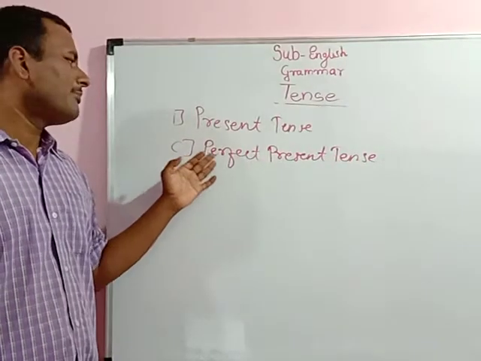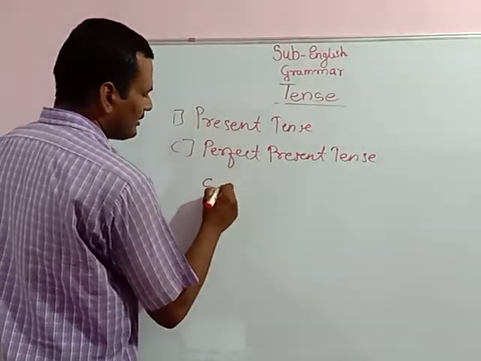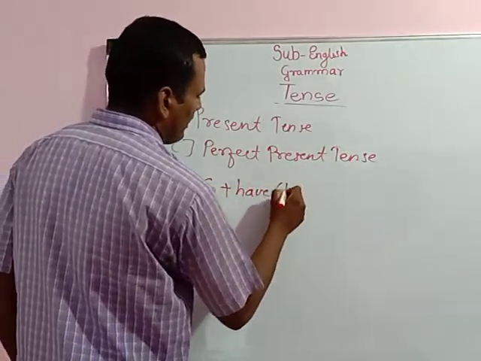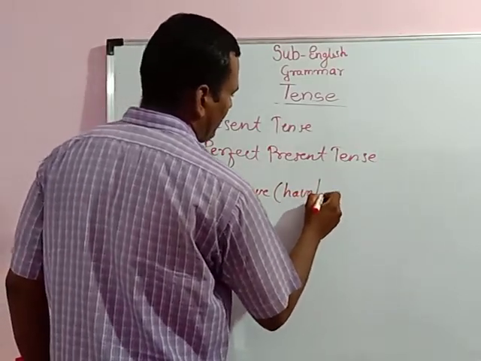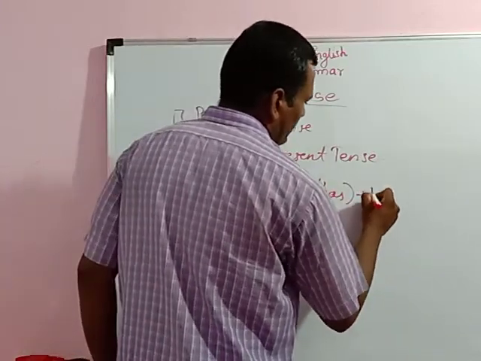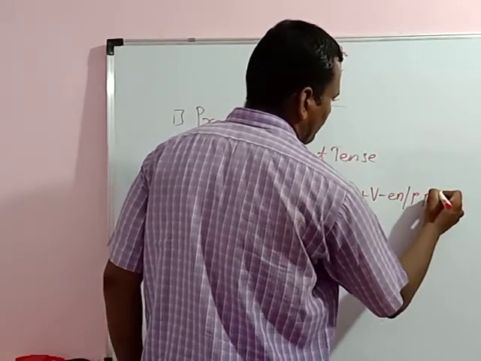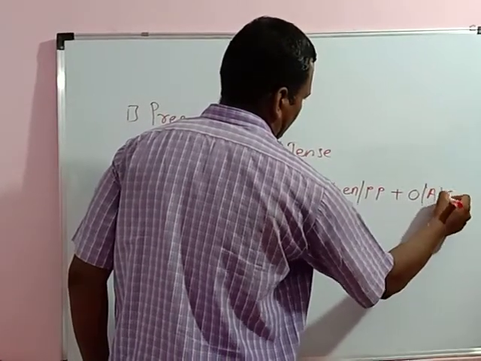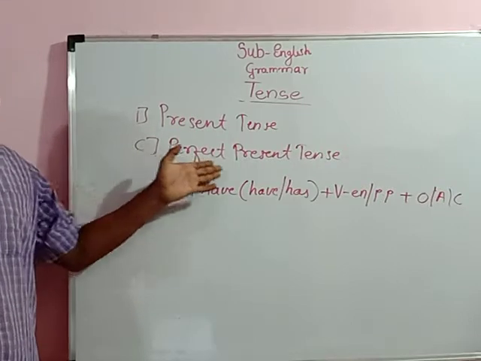See, the next tense is the present perfect tense, and its structure is like this: that means subject plus have. Now in the present tense, have is have or has, plus verb en, or it is called the past participle also, or verb 5, plus object. In this way, this is the structure of the present perfect tense.